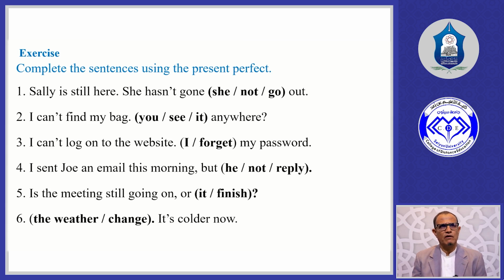For example, now look, we have this exercise. Complete the sentences using the present perfect. For example, Sally is still here. She hasn't gone out. So why do we say she hasn't gone out? Because she is still here. Okay, Sally is still here, so we say she hasn't gone out.